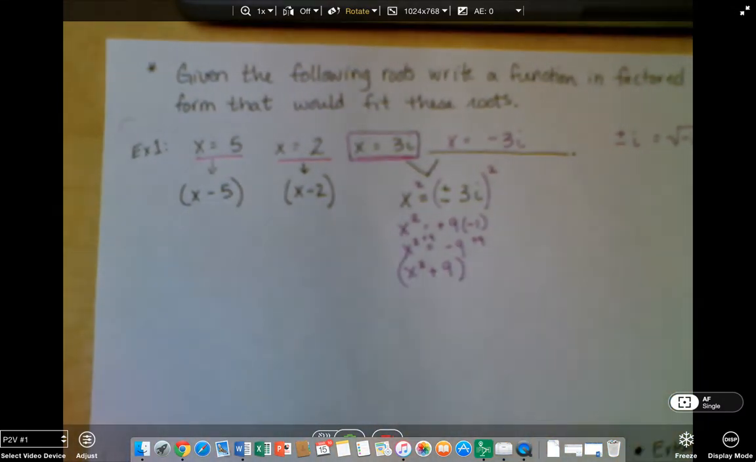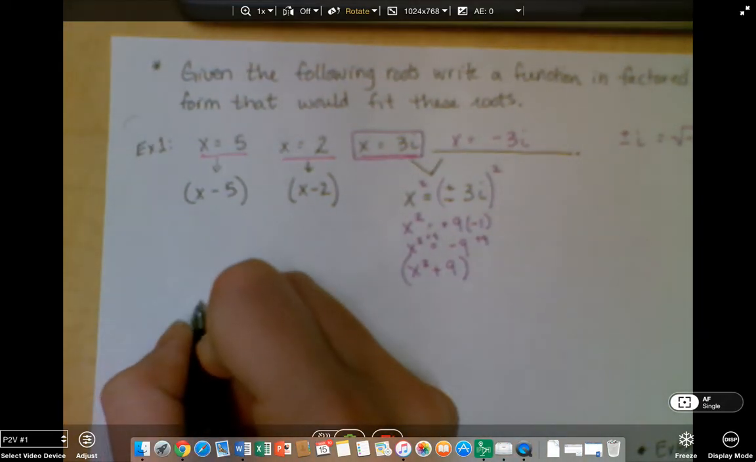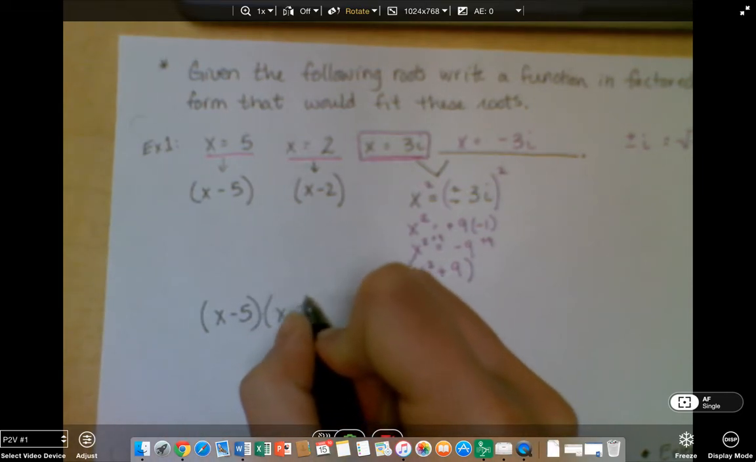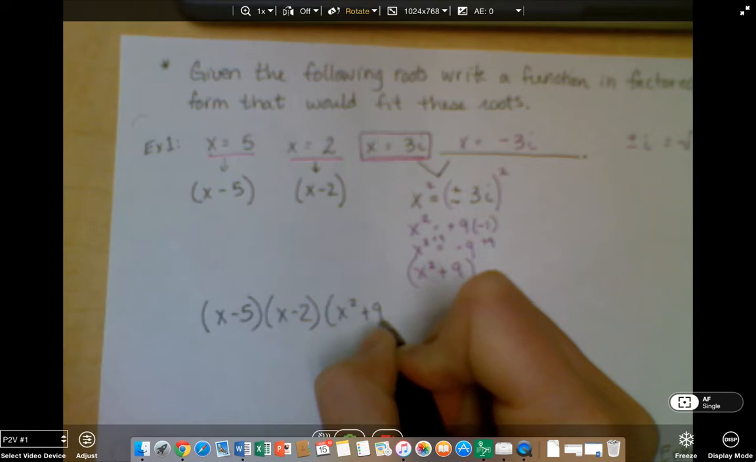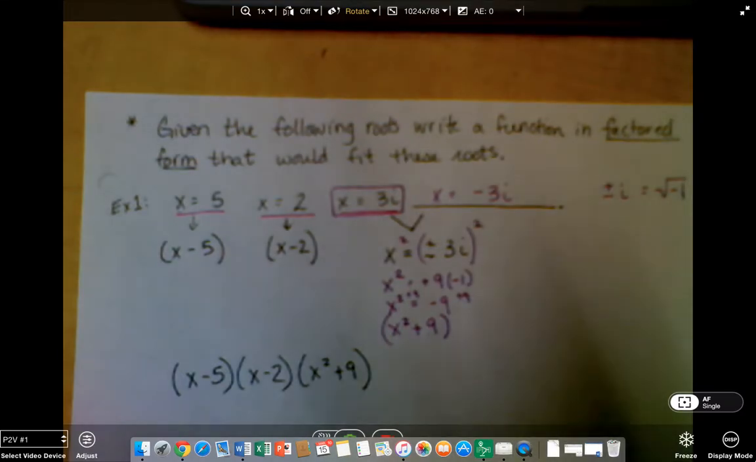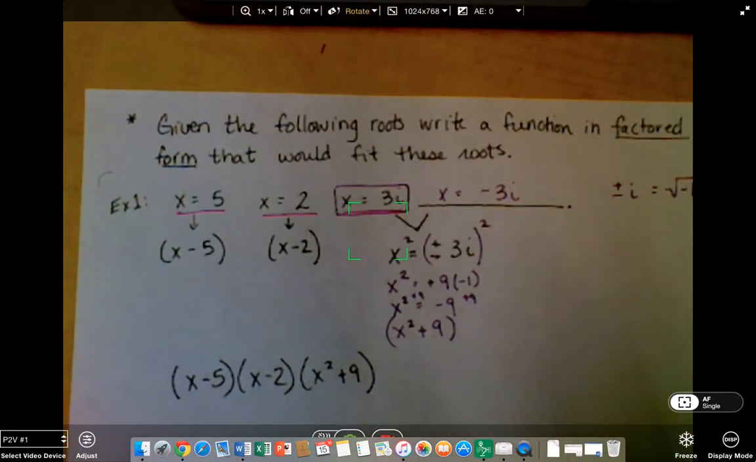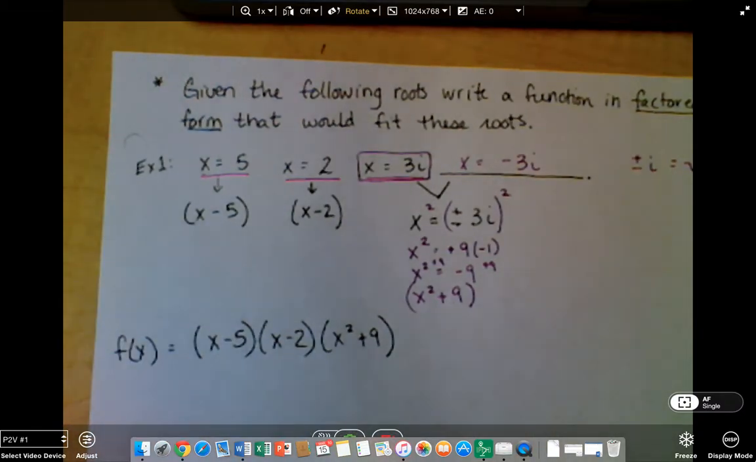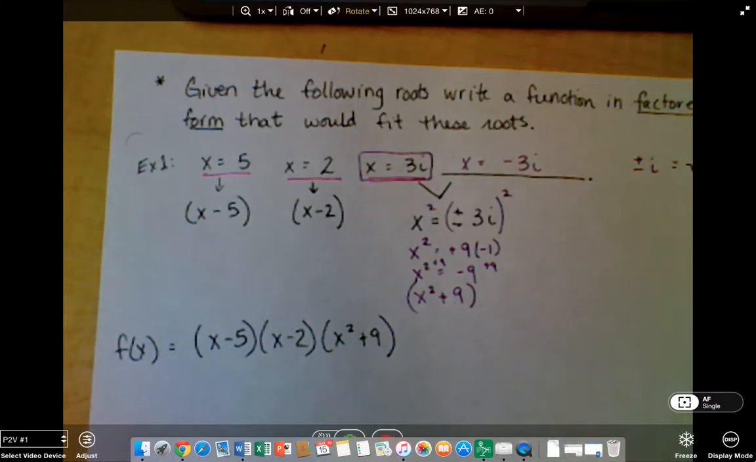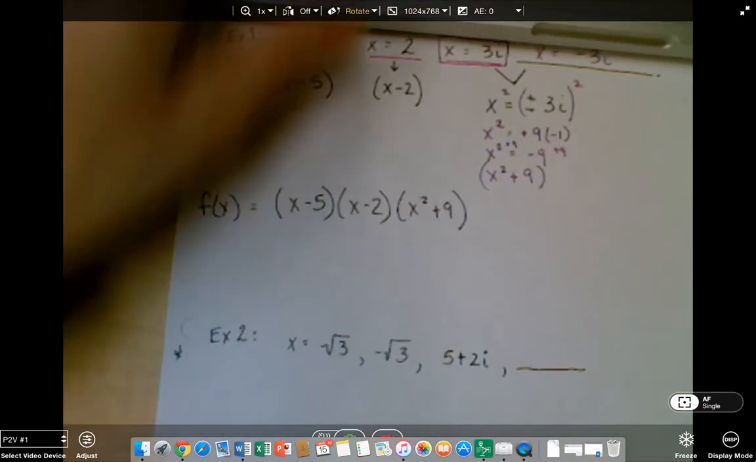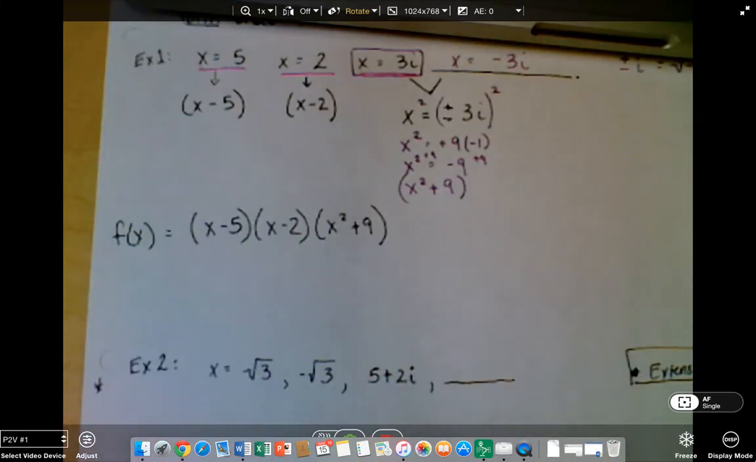So we're going to take our 3 factors, and we're going to write them out. x minus 5, x minus 2, and then x squared plus 9. This question is asking for factored form, so we don't need to go any further than this right here. So this is our function, f of x. This one down here is a little bit of an extension question, so you do need to know how to do this one, but the next one down is a little bit more complex, so if you struggle with this one, that's okay, but at least give it a try.